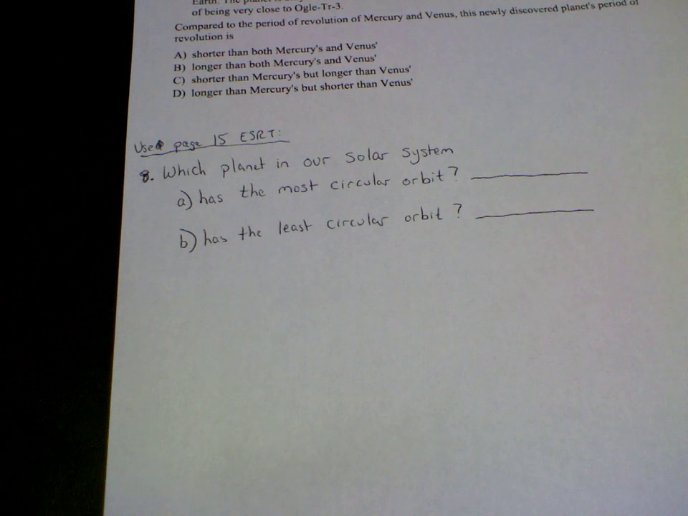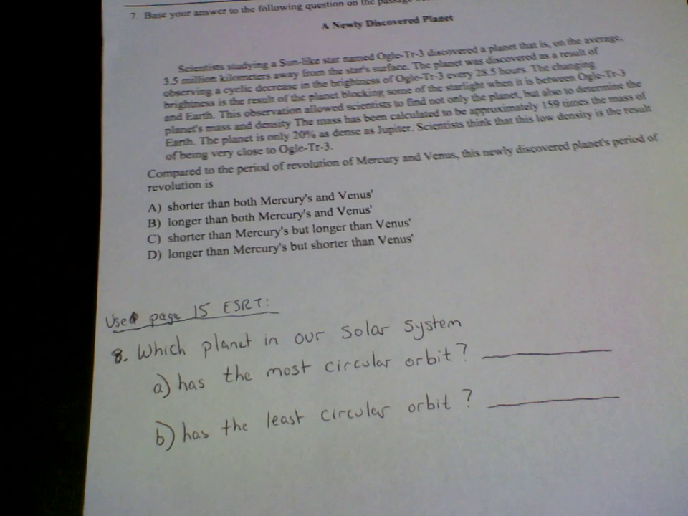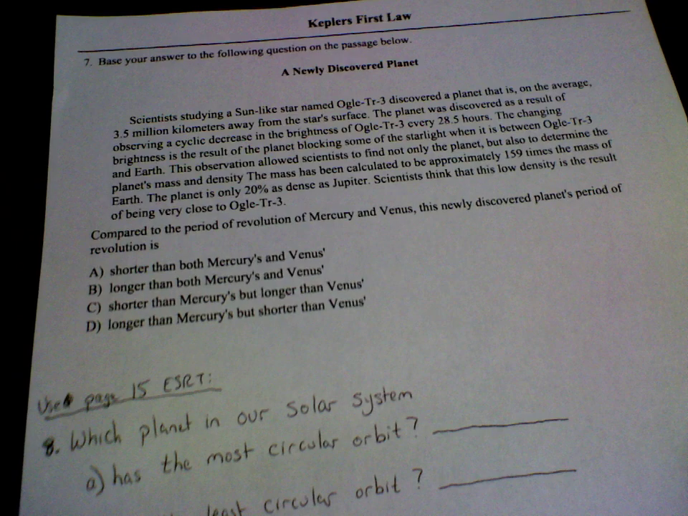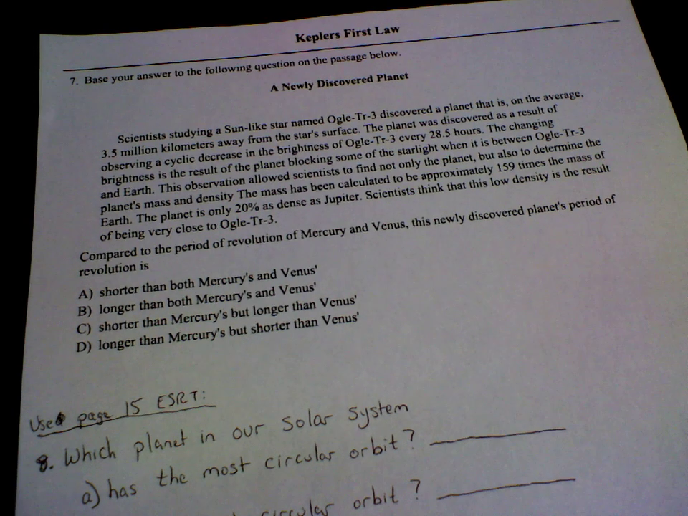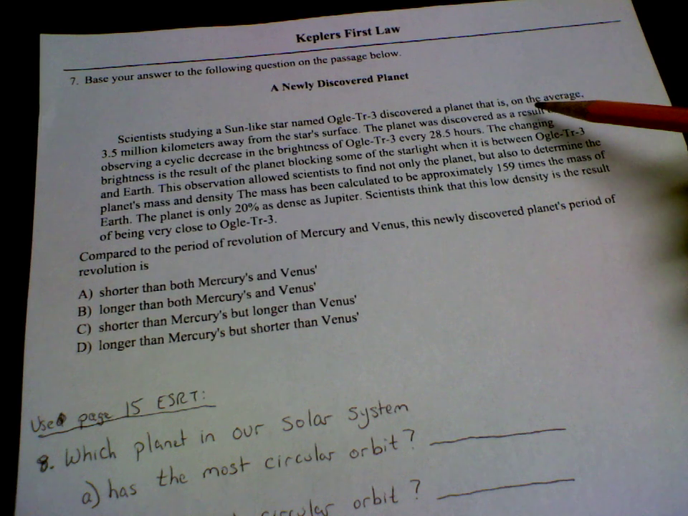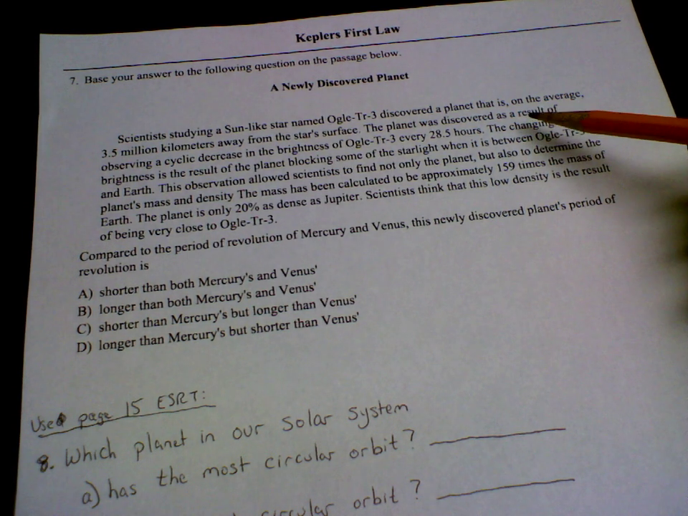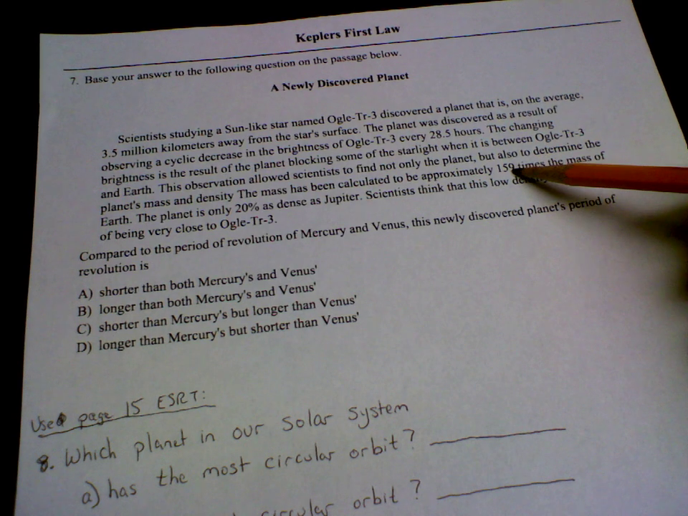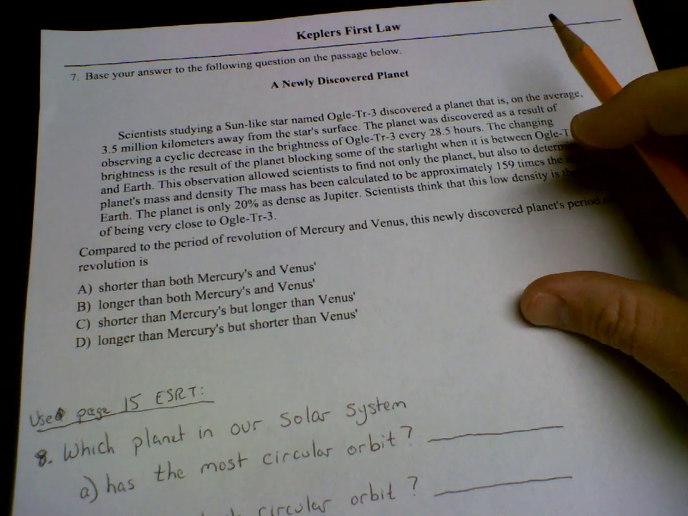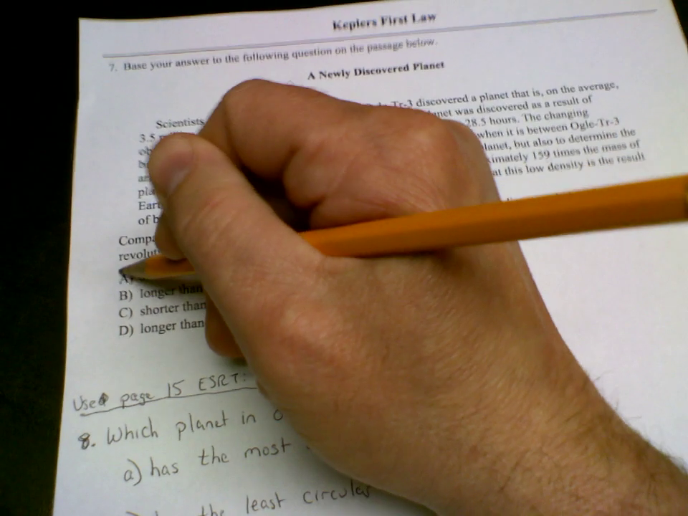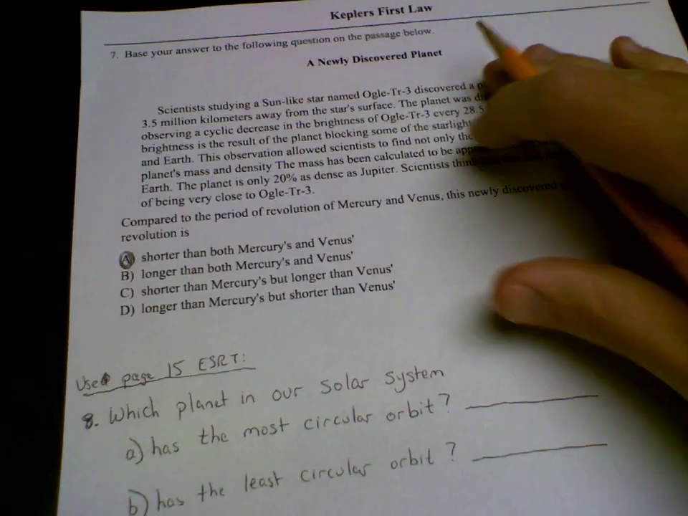Let's go to the last sheet. And now they give you this whole blurb, newly discovered planet, and they're asking you compared to the period of revolution of Mercury and Venus, this newly discovered planet's period of revolution is, well, we're looking for its period of revolution, and I believe it told us somewhere in there. You know what, I don't know what I did here. I just know that A is the answer, so just go with that for now. I'm not too worried about that.